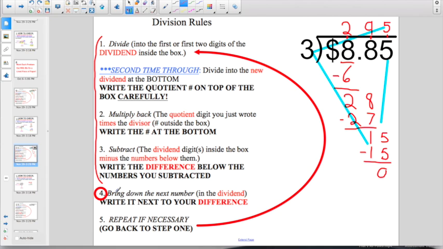Let's take a look at step 4. Bring down the next number in the dividend. Well, I have a quotient number above that 8, I have a quotient number above that 8, and I have a quotient number above that 5. I am all done bringing down any numbers. I don't have to do step 4. The last thing I have to do is bring my decimal point straight up into the answer and add a dollar sign. Remember, if you're dividing a money problem, you will never ever have a remainder. So my final answer is $2.95.